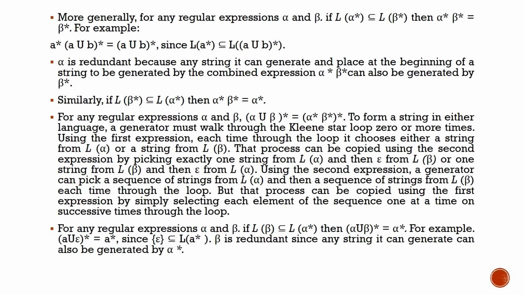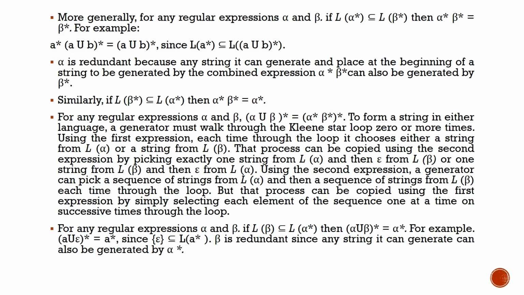The next case. For any regular expressions alpha and beta, alpha union beta whole star can be written as alpha star concatenated to beta star whole star. Fine. The next one. If we have regular expressions alpha and beta, and the language accepted by beta is a subset of the language of alpha star, then alpha union beta whole star, so beta is a subset of alpha now, this can be replaced with alpha. The whole thing can be reduced to alpha star.